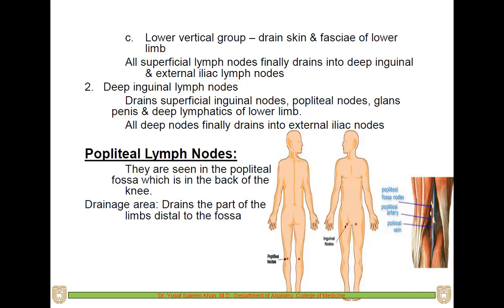Then they drain into the deep inguinal group of lymph nodes. The deep inguinal group of lymph nodes also drain the lower limb. And then finally they all drain into the external iliac group of lymph nodes.